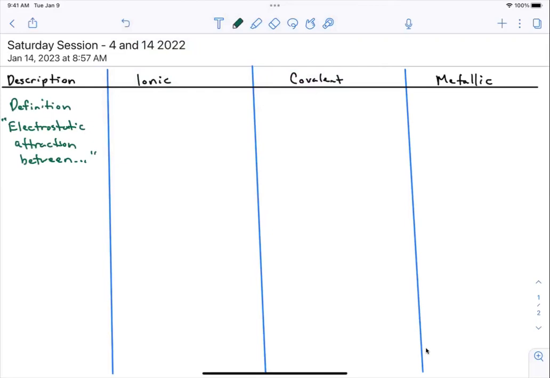For ionic bonding, it is oppositely charged ions. You can say positive and negative. You can say cations and anions, but as long as you're addressing the fact that they are oppositely charged. Okay. So that's how you define an ionic bond.